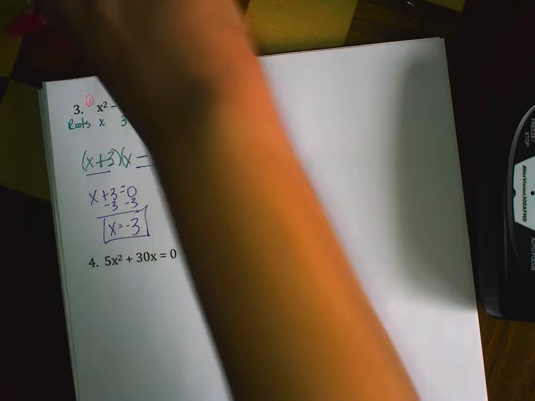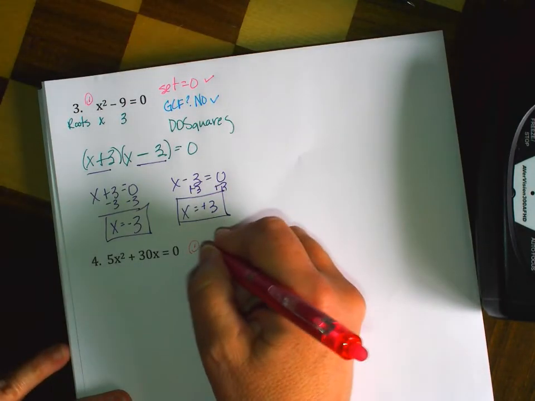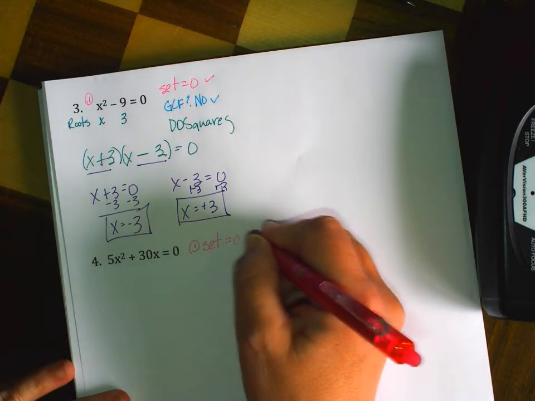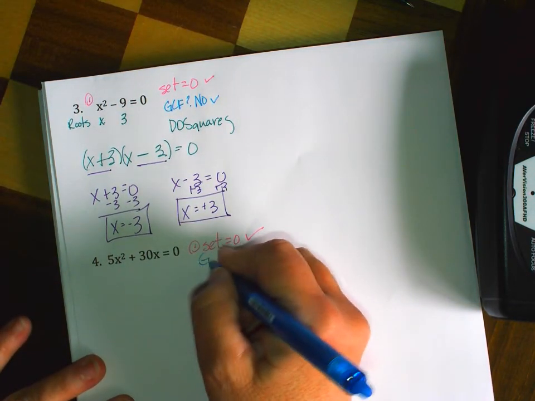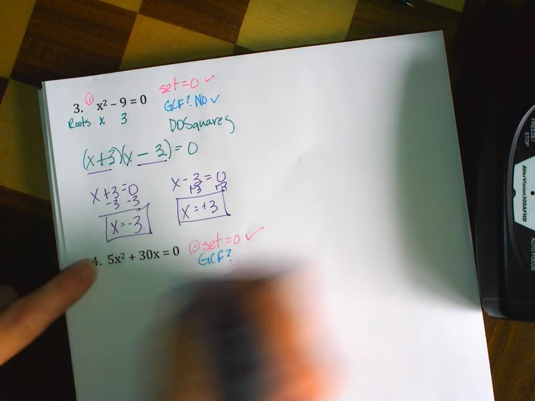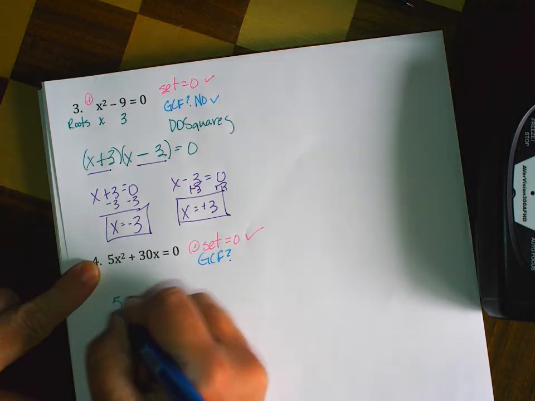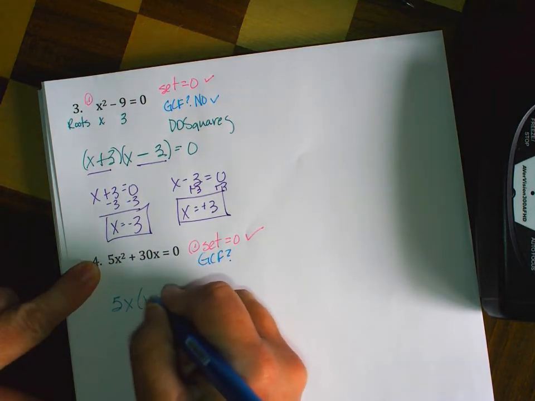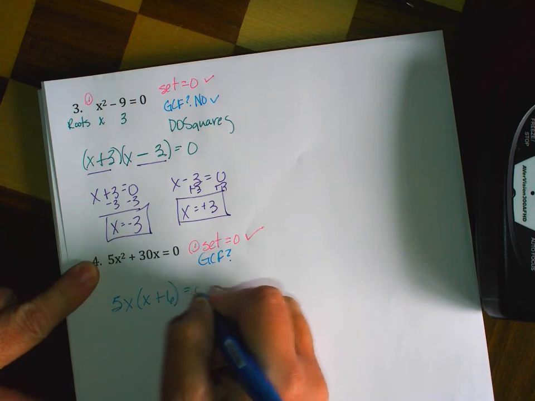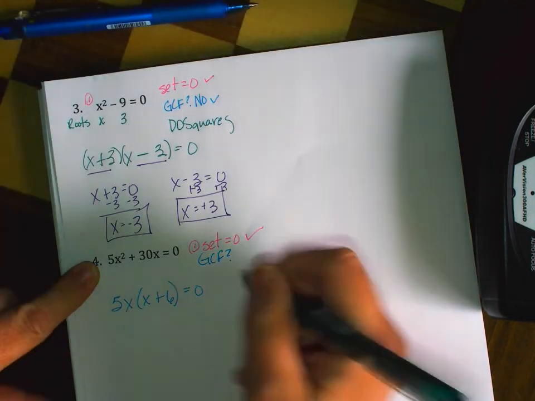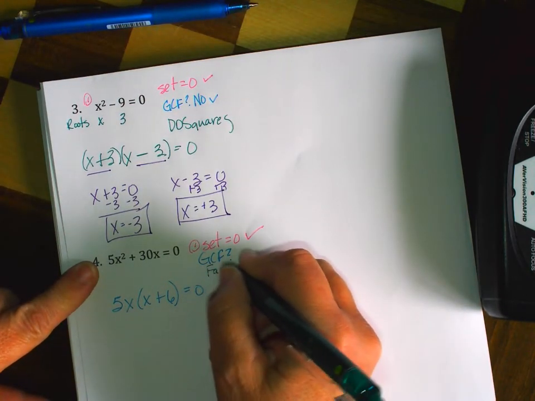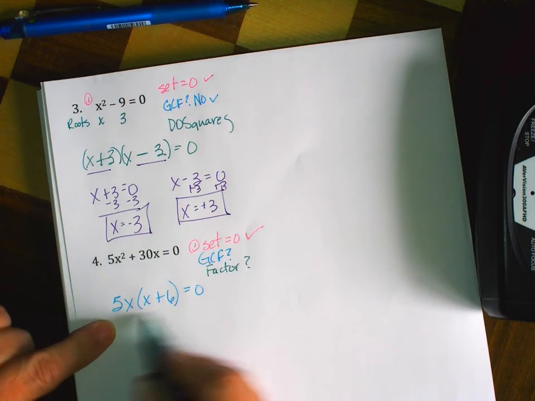Okay, then I have one more left. The first thing I do is to set the equation equal to 0, and that's already been done for me. The next thing I would do is look for a GCF. Oh, and this time I do. I can take 5x out of both of those. So I have 5x times x plus 6 equals 0. You look to see if you can factor. And there's really nothing left to factor. That's factored as far as it can go, so that's all I can do.